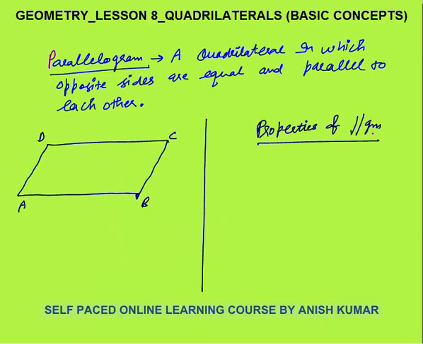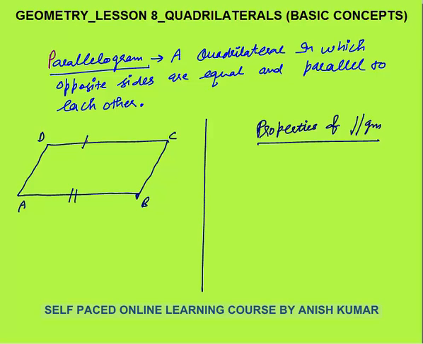Let's discuss some of the very important types of quadrilateral. First of them is a parallelogram. The basic definition you must have studied in class 8th or 9th is that a quadrilateral in which opposite sides are equal and parallel to each other is called a parallelogram. The basic definition I hope everybody knows.